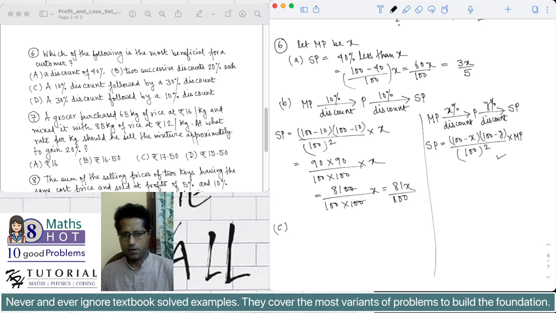Now, what about choices C and D? One interesting fact you must know is that the order of discounts does not matter. That is, consider from the mark price you have a first discount of X%, and then a discount of Y%, and whatever the SP is. If you consider the Y% discount first and then the X% discount, the SP will be the same.